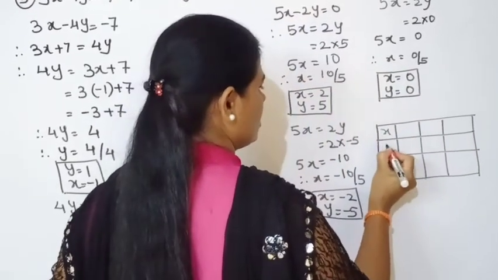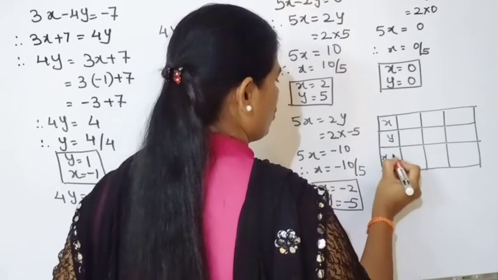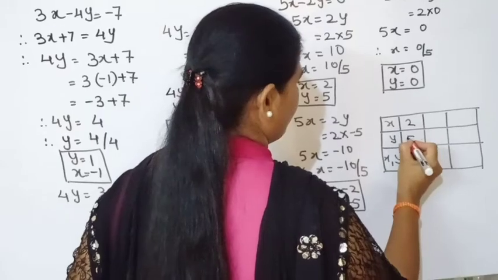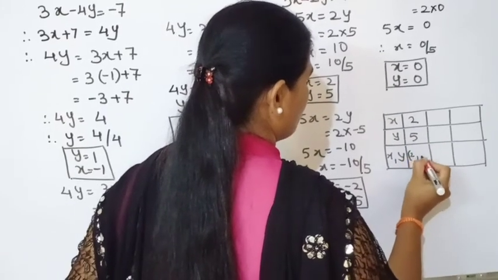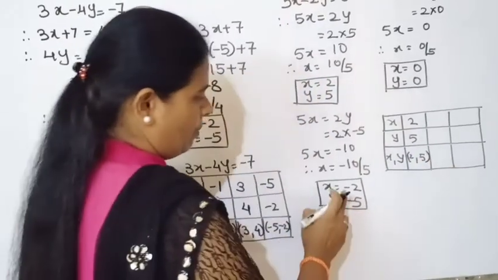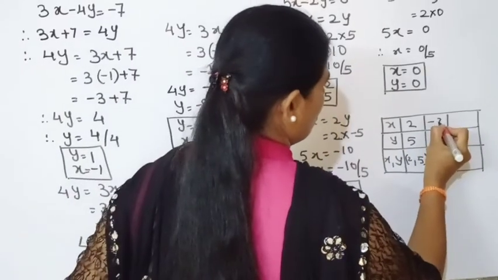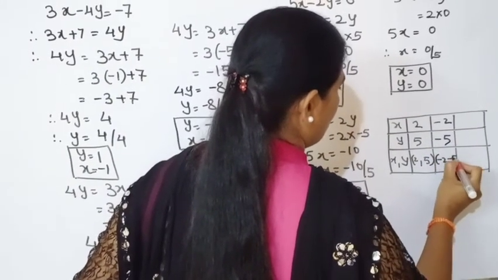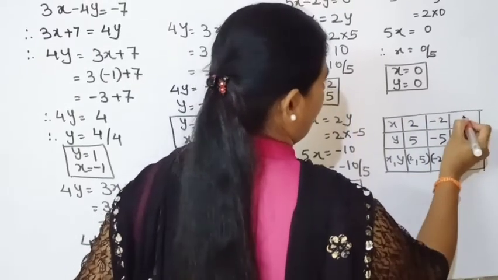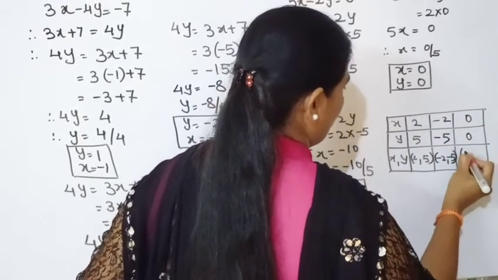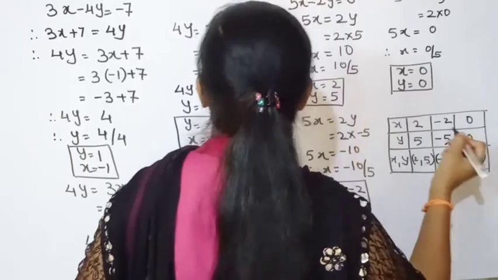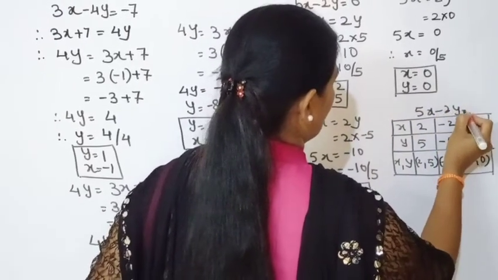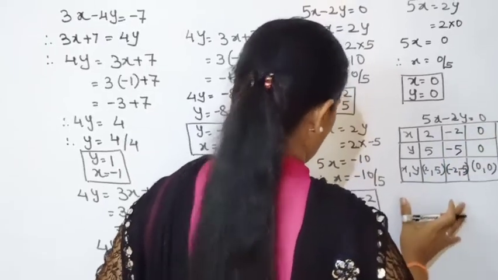Okay, so x, y, x comma y. First point is 2 comma 5. Second point is minus 2 comma minus 5. Third point is 0 comma 0. And we will write the equation here: 5x minus 2y equal to 0. So this is our table.